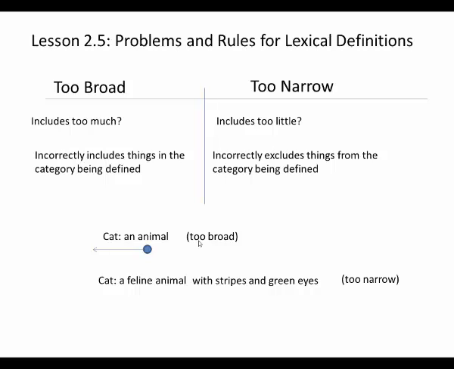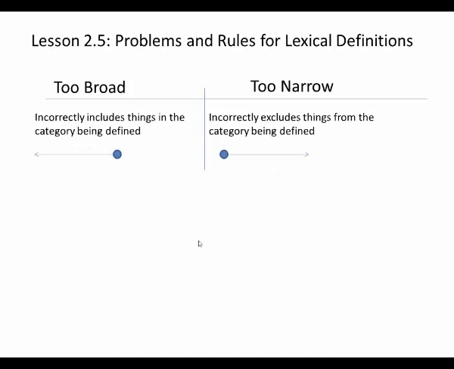Now if we go the other direction, if we start with the word on the left and proceed from left to right to the definition, and we ask the same question, can I think of one of these, in this case a cat, that is not one of those, feline animal with stripes and green eyes, then that shows that the definition is too narrow. So there's a concrete way you can keep this distinction straight. Now let me give you some examples, and I want you to think about whether you think the definition is too broad or too narrow. Suppose somebody defines an uncle, and they say an uncle is someone whose sibling has a child.